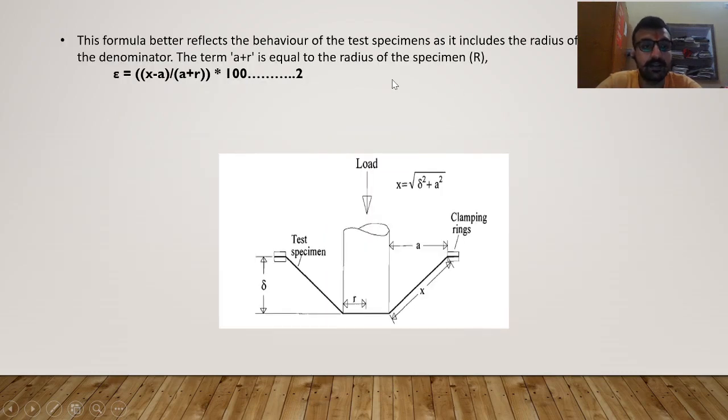But there was an error, as we were not including this plunger base. Yes, this plunger base is having maximum elongation. So now the better formula is here. In the denominator, we have added the radius of this plunger.